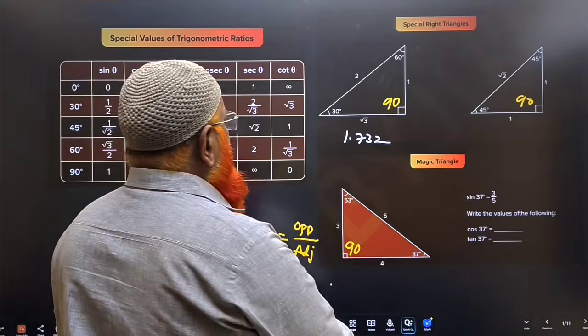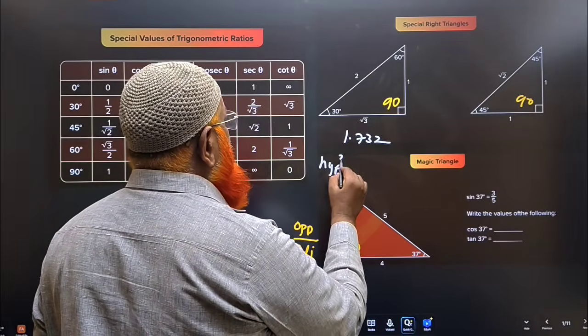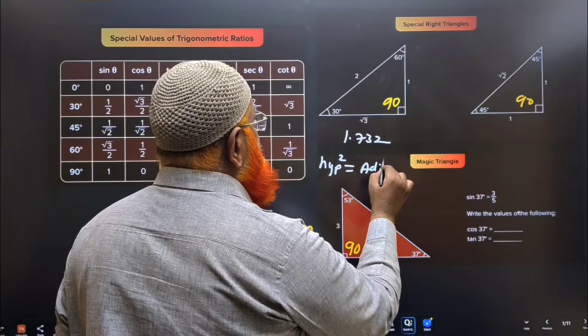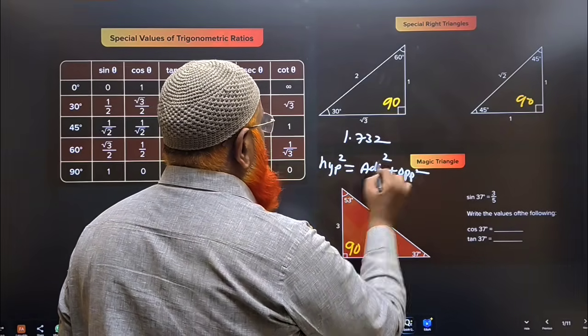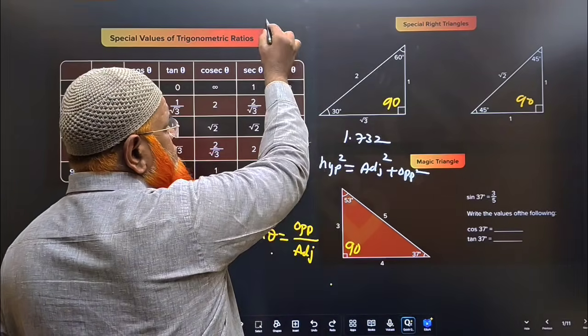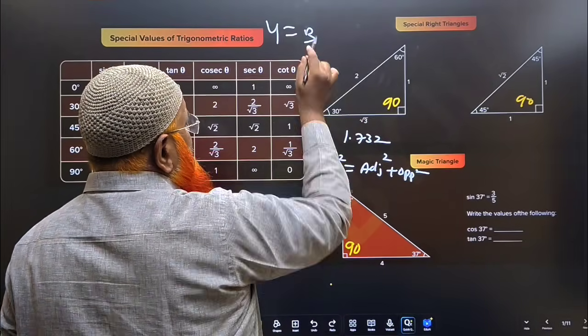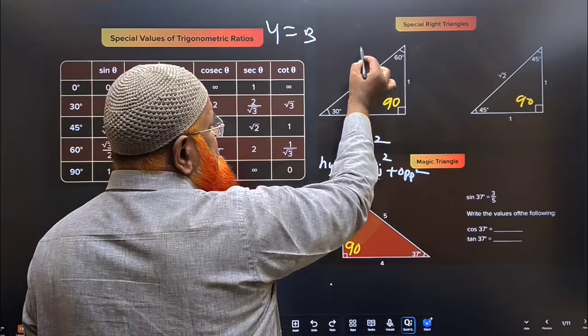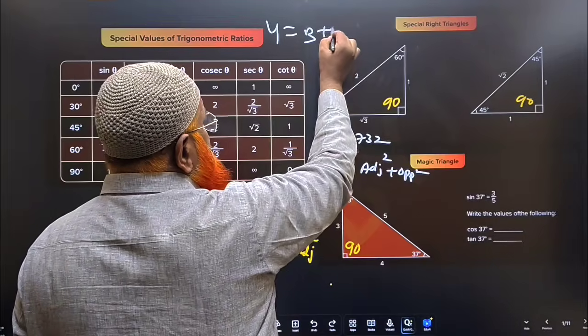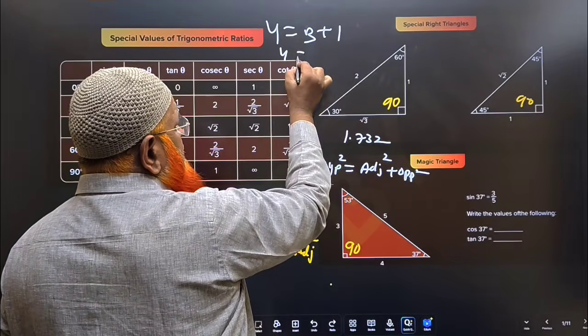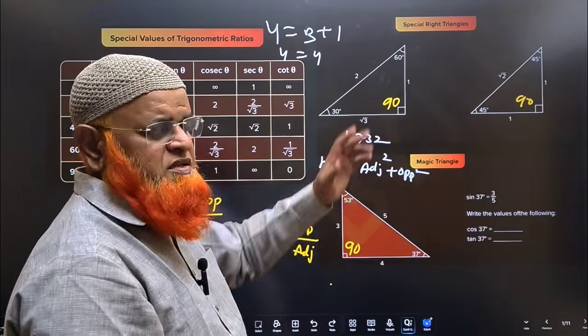How? See, hypotenuse. What is Pythagoras theorem? Hypotenuse square is nothing but adjacent side square plus opposite side square. Hypotenuse square is 2 2 are 4, and adjacent side square is root 3 whole square, which is 3. And opposite side square is 1, 1 square is 1. So 4 equals 4. We have proved Pythagoras theorem for the first triangle.